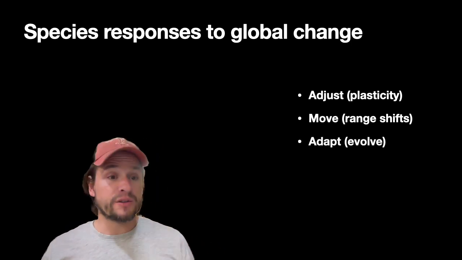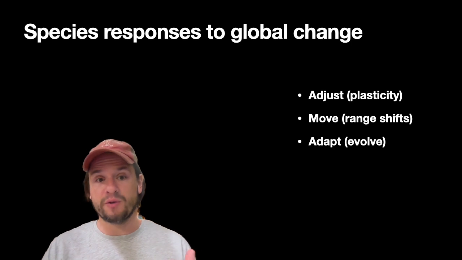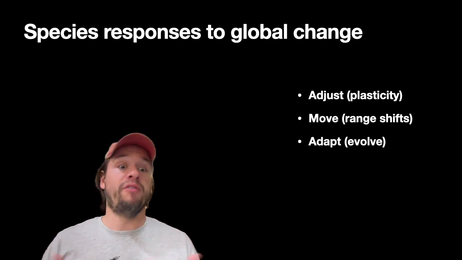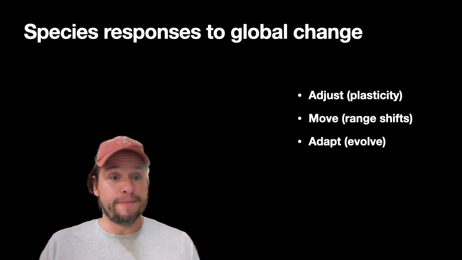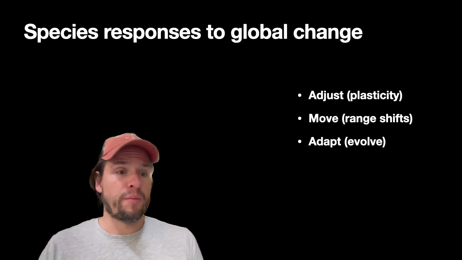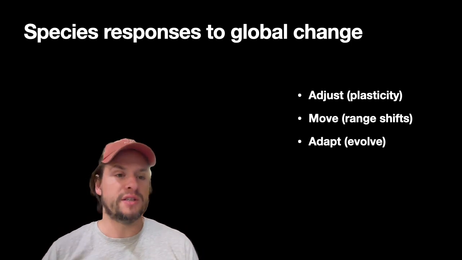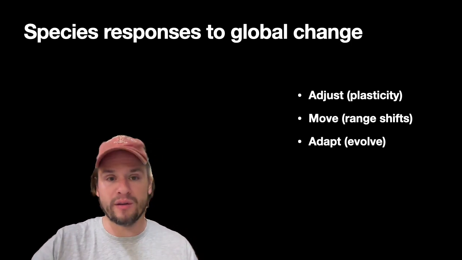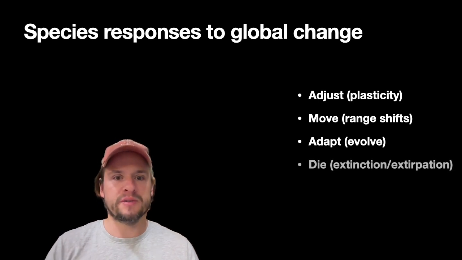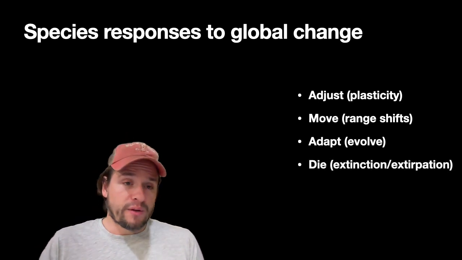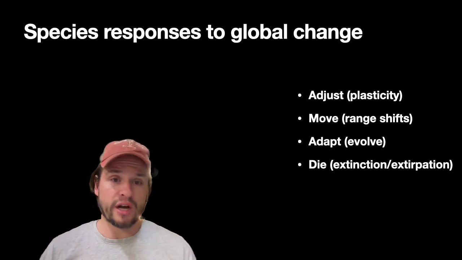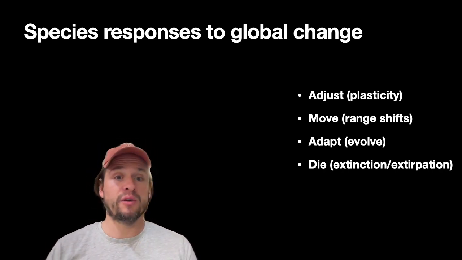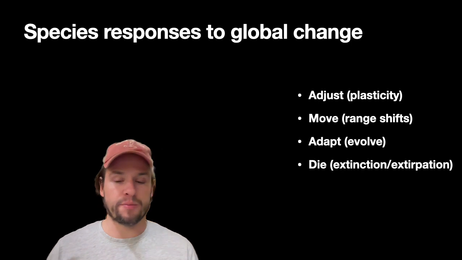So species can move. They can also adapt. Instead of just plastic coping or behavioral adjustments, species might also be able to evolve new ecological performance and adapt to the novel changes in the environment, especially in systems where evolution works quickly and might be able to keep pace with these environmental changes. We'll talk through some examples of that. Of course, the final option is if you can't adjust, move, or adapt, then species might die, so either go through full extinction or local extirpation.